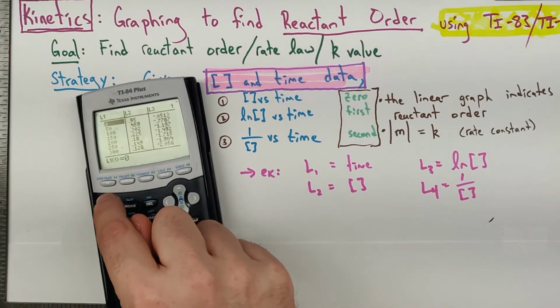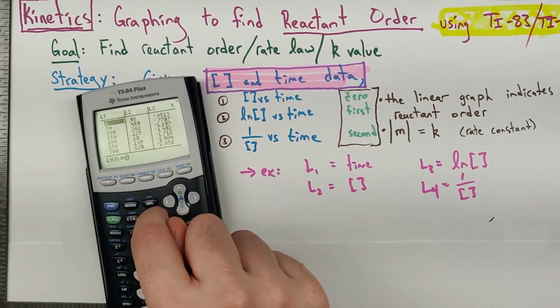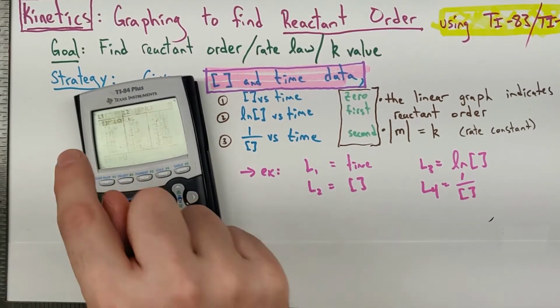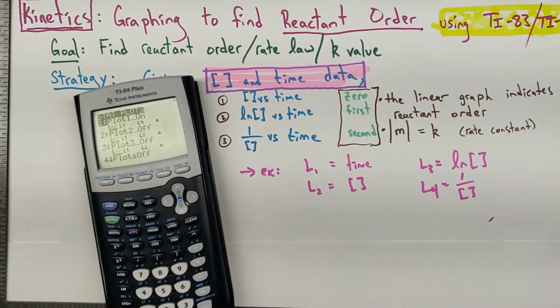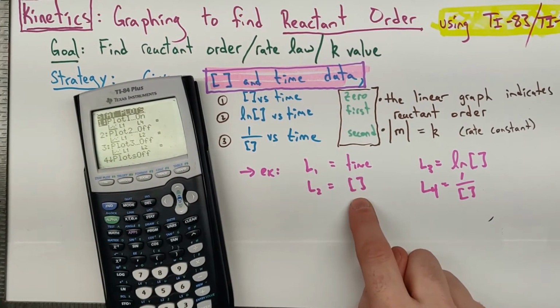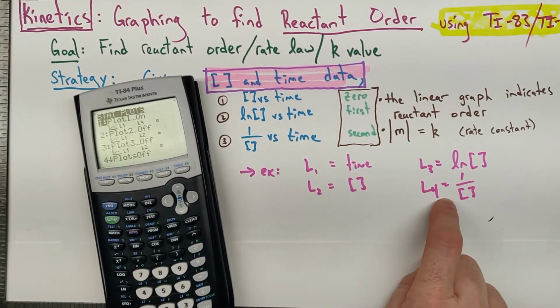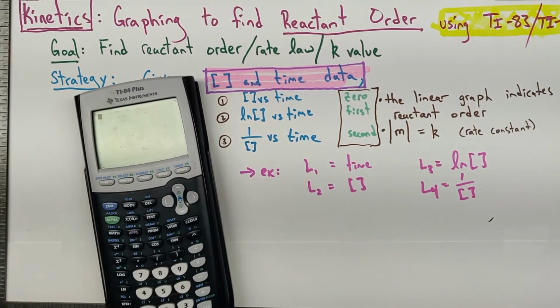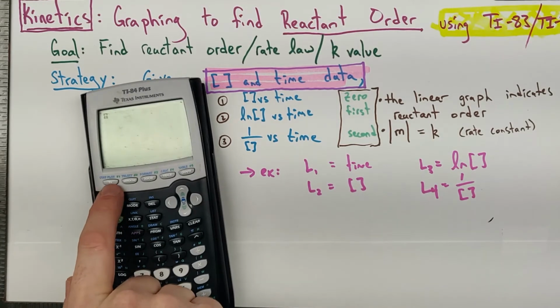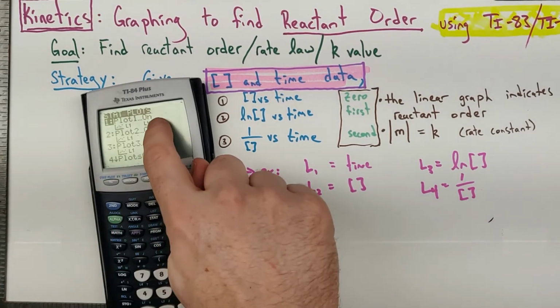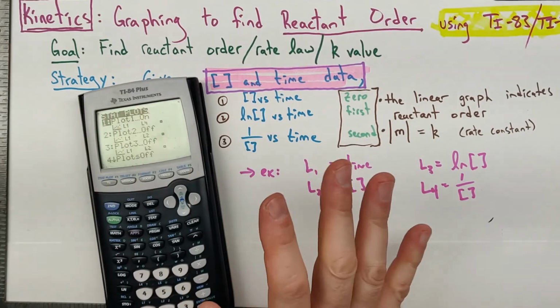So we can just hop back to our stat function. Actually, we'll go to stat plot, and we're going to graph things. And those things we're going to graph are time versus concentration, time versus natural log concentration, time versus 1 over concentration. And we'll do that again. I got there by hitting second y equals. That gives you stat plot. And I want to make sure it's on. All right. So I'm going to hit it.